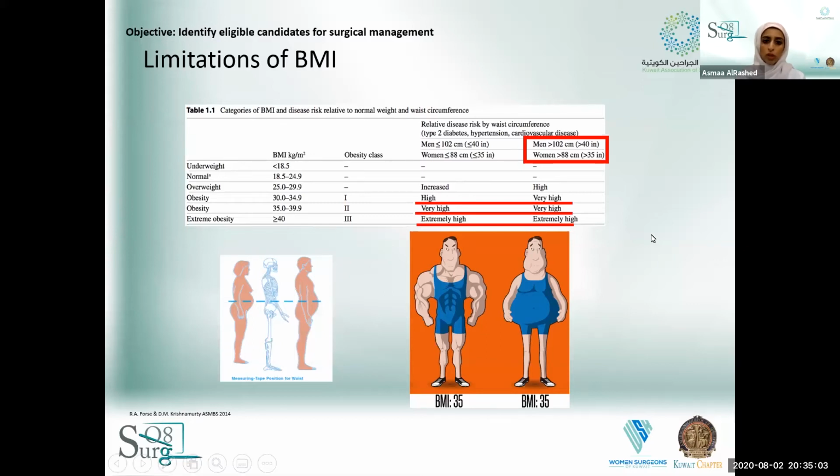Now, one of the most important things is that there are lots of studies that looked at waist circumference and risk of diabetes, hypertension, and vascular disease. What they found is that in men whose waist is above 40 inches, or more than 102 centimeters, and women more than 88 centimeters or 35 inches, they have a much higher risk of cardiovascular disease, as well as from the obesity. So if you combine this with obesity, these patients are at a higher risk.